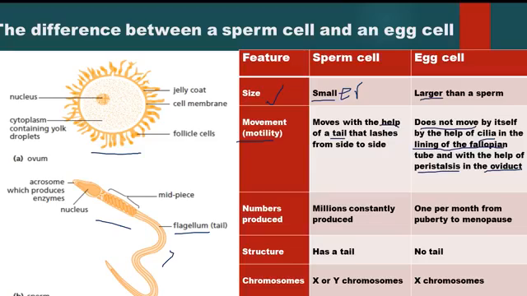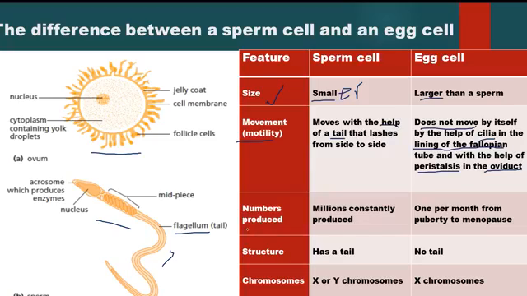Now, guys, we will ask this one separately. Apart from asking you to give us the difference between the egg and the sperm, separately we can ask you to describe how the egg moves. You are going to tell us that it moves with the help of cilia that line the fallopian tube, and also it moves with the help of peristalsis in the oviduct.